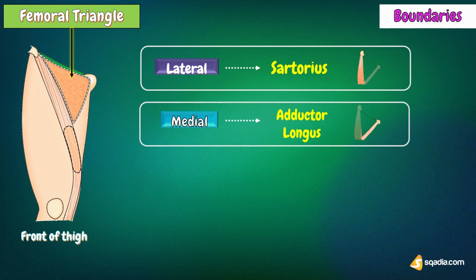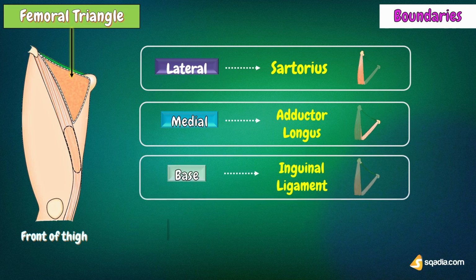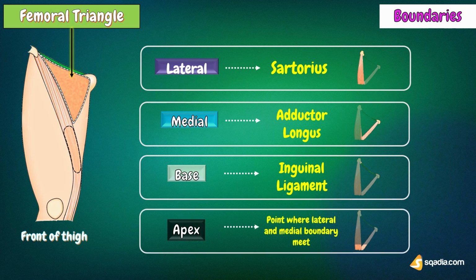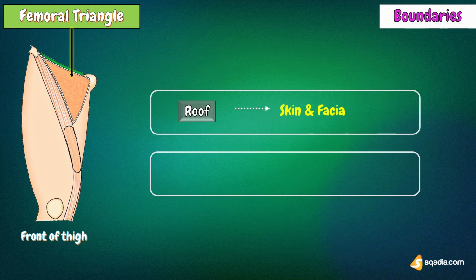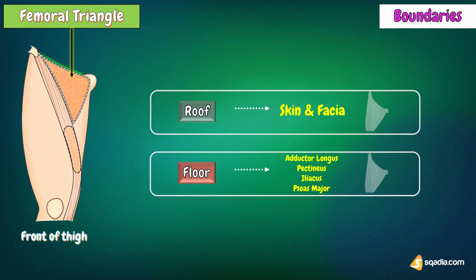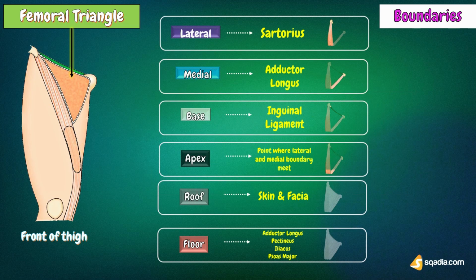The base of the triangle is formed by the inguinal ligament, while the apex is the point where both the medial and lateral boundary coincide. The roof of the triangle is formed by the layers of skin and fascia, and the floor is formed by four muscles, part of the adductor longus, pectineus, iliacus, and psoas major muscles. You can pause and review the boundaries of the femoral triangle in this tabular form.